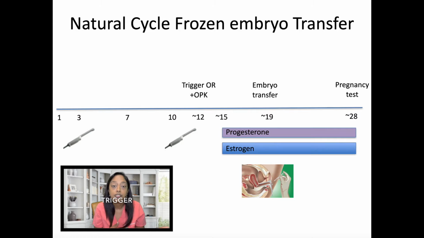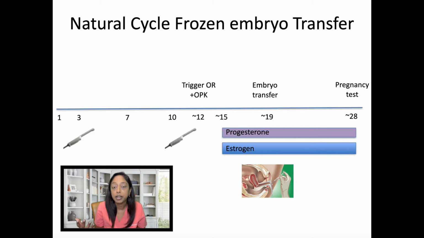And we're also looking for a particular characteristic of the lining, which is this trilaminar 3-line appearance. Once we achieve the follicle size and then the thickness and characteristic of the lining, then we'll have the patient trigger ovulation, and then we'll plan the embryo transfer to be approximately 1 week after the trigger. The patients will also start estrogen and progesterone after the trigger.